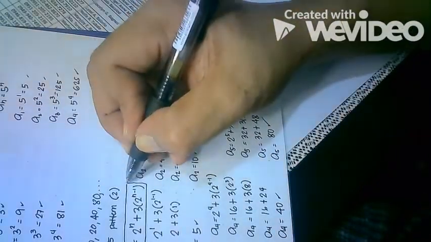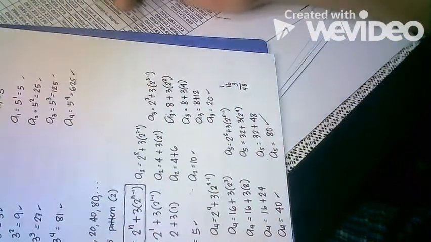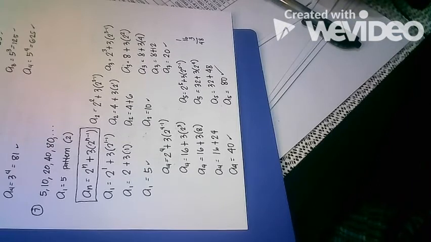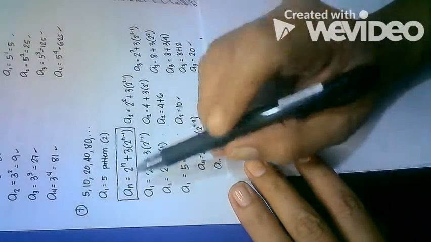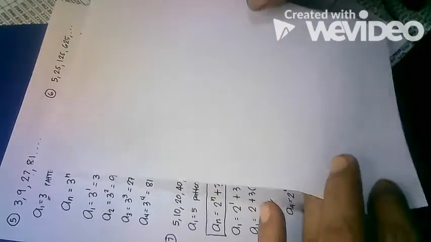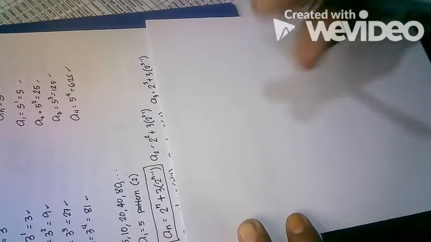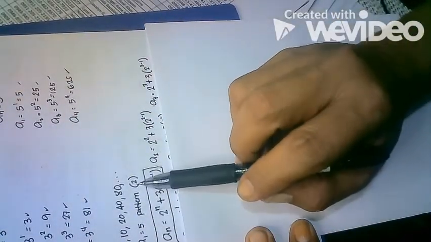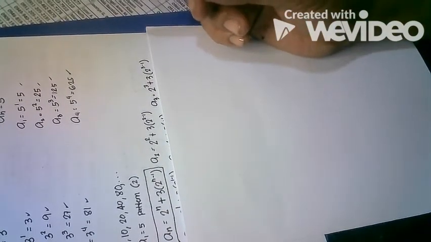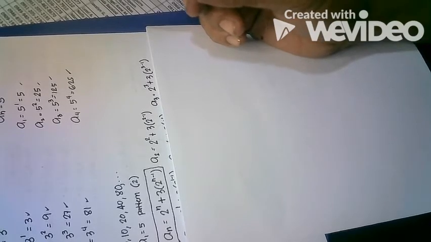80. So therefore this formula satisfies the given pattern. So as simple as that. So let's have another example, example number 7. Your a sub 1 is greater than the pattern. So in example number 7, class, a sub 1 is greater than the pattern. So how about, sir, if the pattern is greater than a sub 1, or a sub 1 is less than the pattern? So let's have an example.